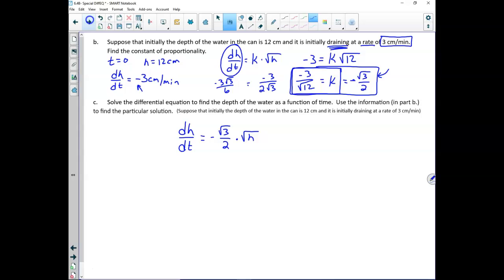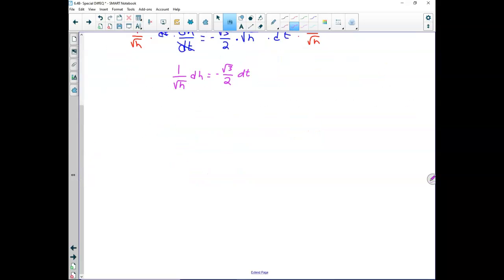Okay, well, I need to separate my variables. Well, how am I going to separate my variables? I'm probably going to multiply my dt over here, because then that gets rid of that. And then I'm probably going to say times 1 over the square root of h to get my 1 over square root of h with my dh. So then I'm actually looking at 1 over square root of h dh equals negative square root of 3 over 2 dt. And there I have separated my variables. You separate, and then you integrate. Okay? So now that I've separated, we're going to get the green light to integrate.